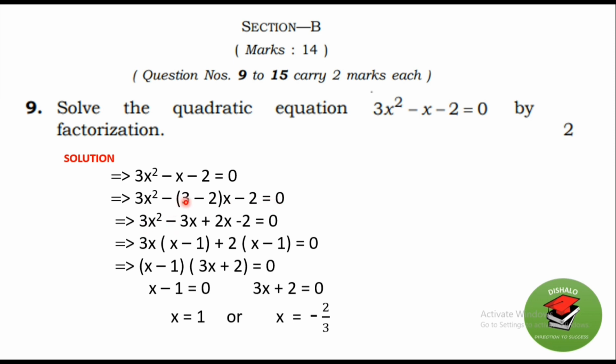So minus 3x, then minus into minus plus 2x. So minus 3 plus 2x is minus x, minus 2. Then from 3x square minus 3x, you take 3x common. So here you are left out with x minus 1. From this, if I take plus 2 common, so here I am left out with x minus 1. So either x minus 1 equals to 0, that is x equals to 1, or 3x plus 2 equals to 0, that is x equals to minus 2 by 3.